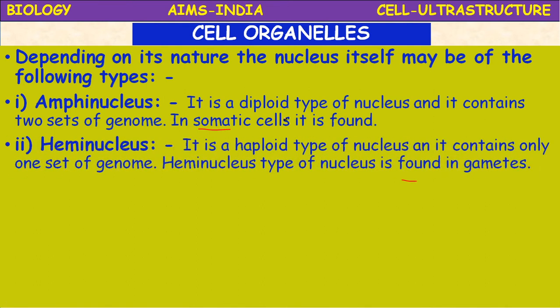Next, heminucleus. Heminucleus means it is a haploid type of nucleus and it contains only one set of genome. Heminucleus type of nucleus is found in the gametes. It is a haploid type of nucleus and it contains only one set of chromosomes, so it is present in the gametes. Diploid means 2n, haploid means 1n, only one set of chromosomes.